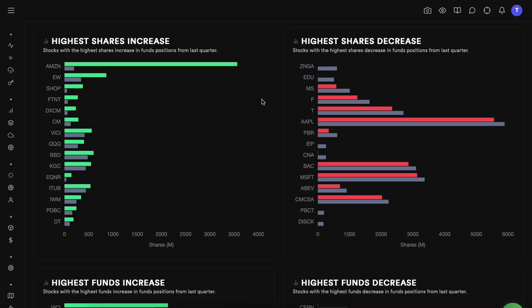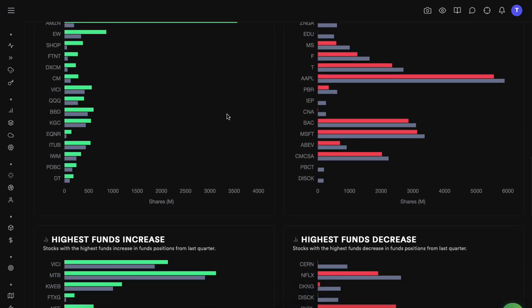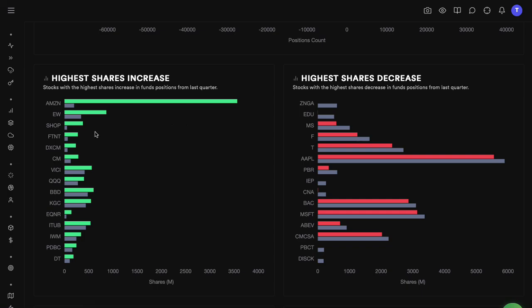These are some simple charts. These are simple dashboards that show you the highest shares increase, highest shares decrease. Apple had some outflow. Microsoft had some outflow as well. So these were some stocks that had some outflow. Amazon had a lot of inflow. Shopify had inflow. QQQ had inflow.